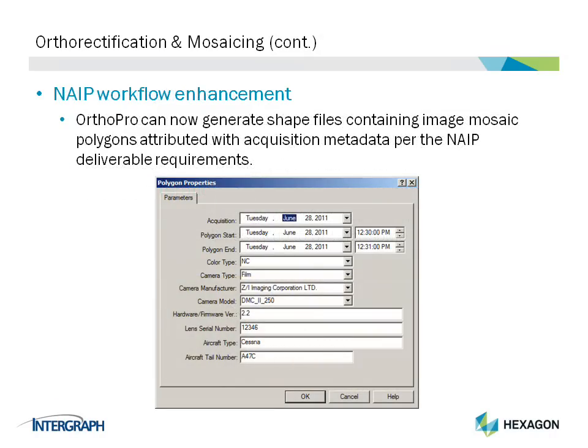In addition, to support our NAEP contract to customers, a utility has been added to OrthoPro to generate shape files containing image mosaic polygons attributed with acquisition metadata.